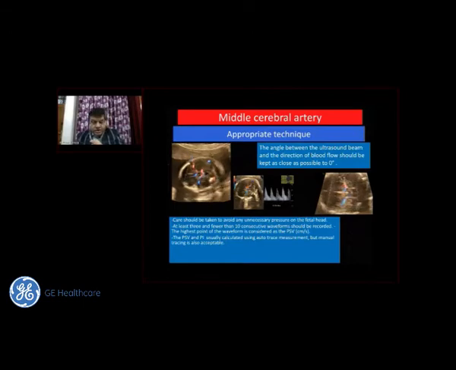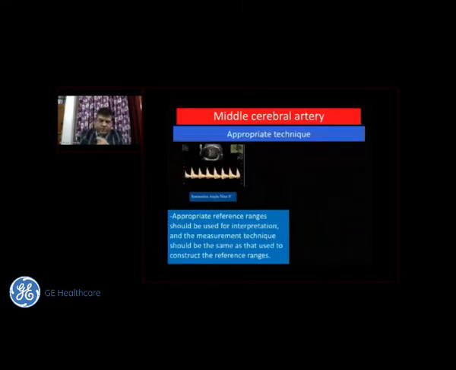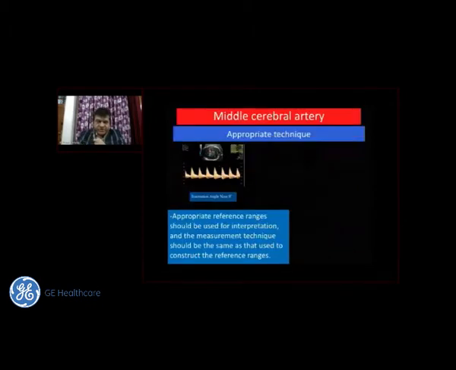Care should be taken to avoid any unnecessary pressure on the fetal head. At least 3 and fewer than 10 consecutive waveforms should be recorded. The peak systolic velocity and the PI are usually calculated using auto-trace measurements, but you can always do it manually as well. It's not going to matter really. Now, appropriate reference ranges should be used for interpretation, and the measurement technique should be the same as that used to construct the reference ranges.